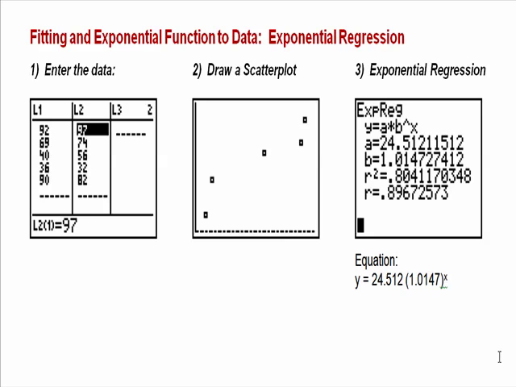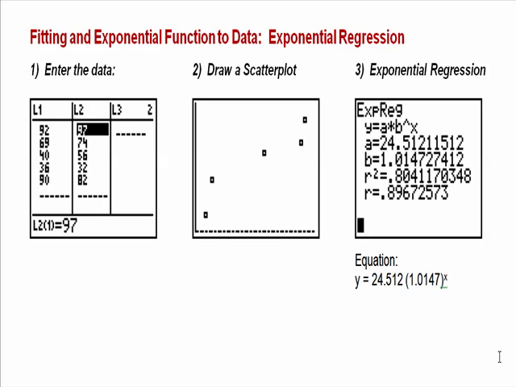But just like we did before, we would enter the data. We might want to draw a scatter plot. Again, it's not a necessary piece if we just want the regression equation. And then we would do the exponential regression. And you'll notice if I did exponential regression, it actually tells me the formula it's using is y equals a times b to the x.